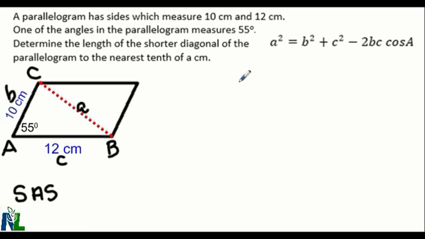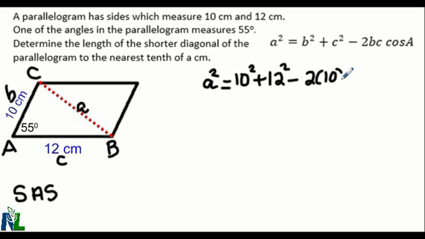So now I want to fill in my information and solve the question that I'm asked to solve. So right now I have a squared as the missing diagonal. B squared in my diagram is 10, so I'm going to indicate that with 10 squared. C squared is 12 squared. And I'll fill in the rest. 2 times B times C times the cosine of the angle, which is 55 degrees.